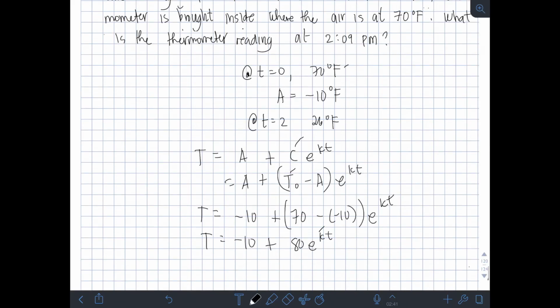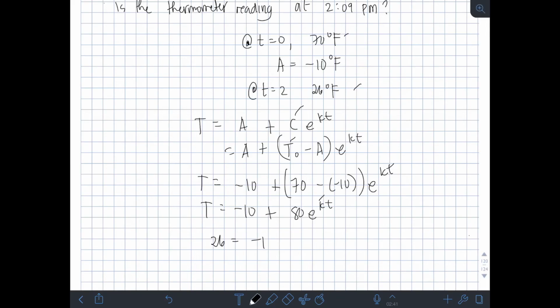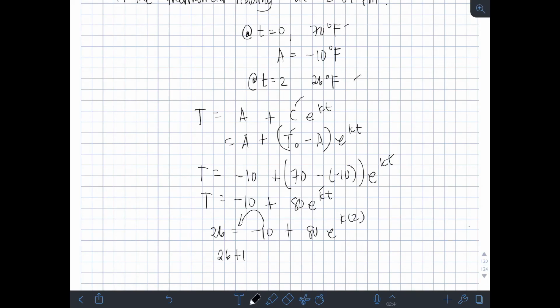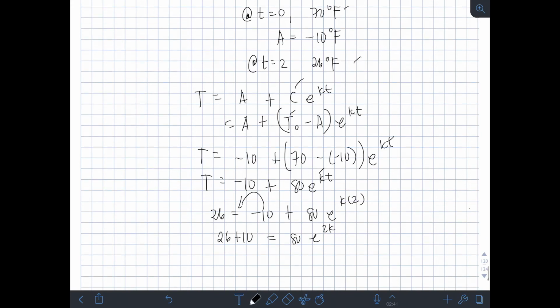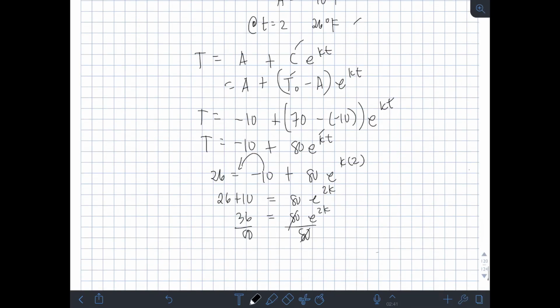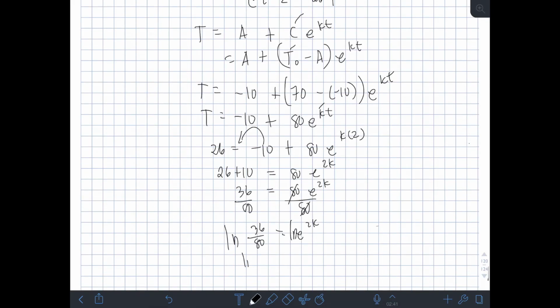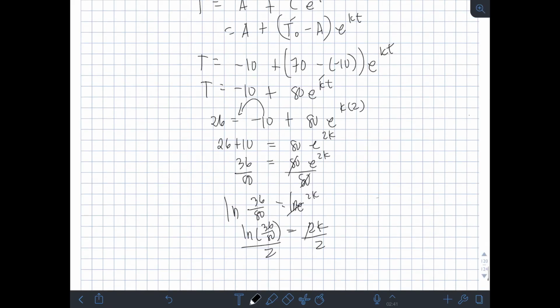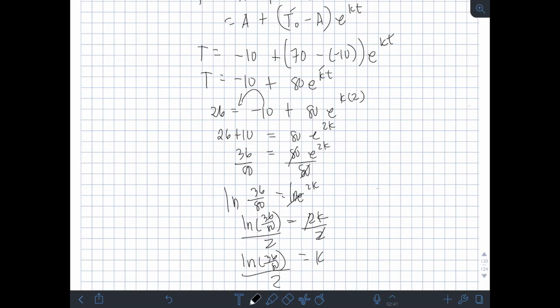Now, let's solve for k using the second condition: at T equals 2, the temperature is 26. So, 26 equals negative 10 plus 80 e raised to k times 2. Transposing negative 10, 26 plus 10 is 36, equals 80 e raised to 2k. Divide both sides by 80: e raised to 2k equals 36 over 80. Take the natural logarithm of both sides: ln of 36 over 80 equals 2k. Divide both sides by 2, so k is ln of 36 over 80 divided by 2. Using a calculator, k is approximately negative 0.399.